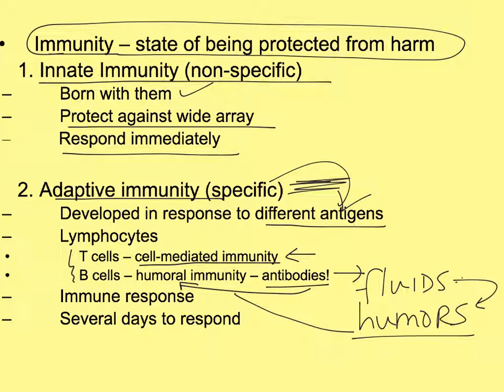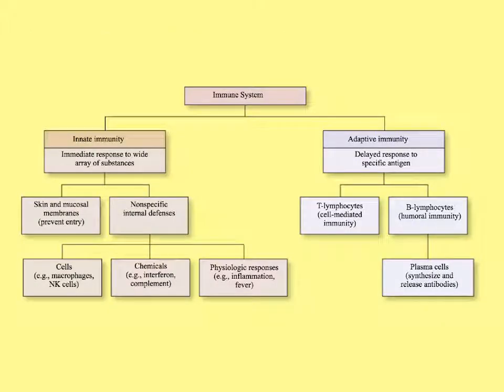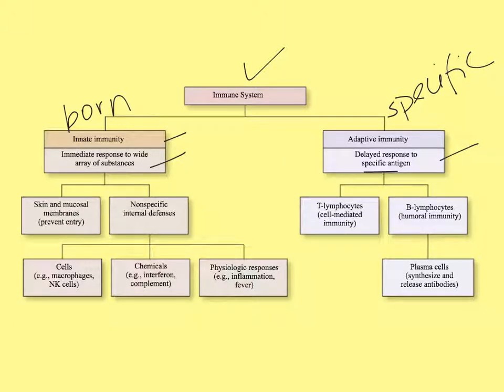This creates an immune response. It is not immediate. It can take several days, and how long it takes depends on how many times you've been exposed to it. So here's a chart that kind of explains it. Here's the immune system. We have innate, which we're born with, and then we have adaptive, which is specific. Innate is an immediate response, and adaptive is delayed, but it's specific.